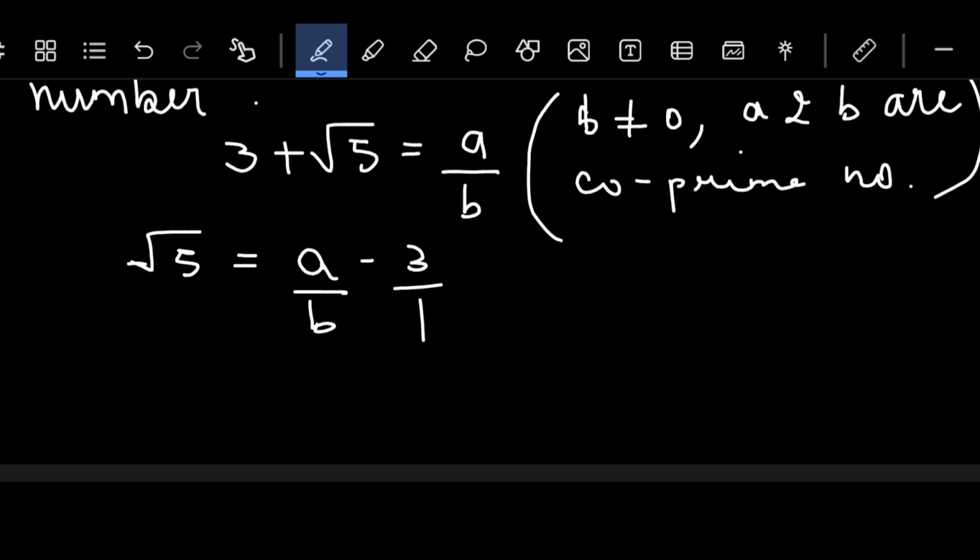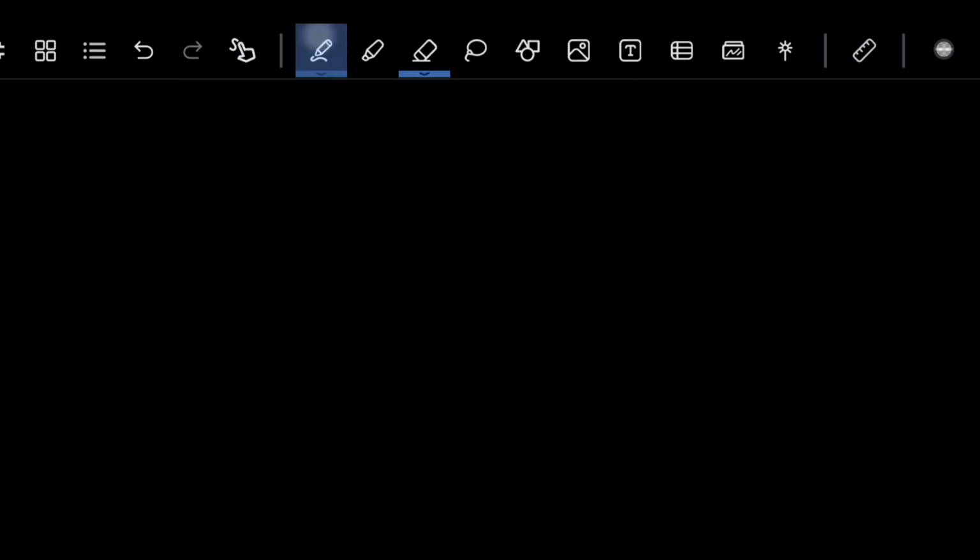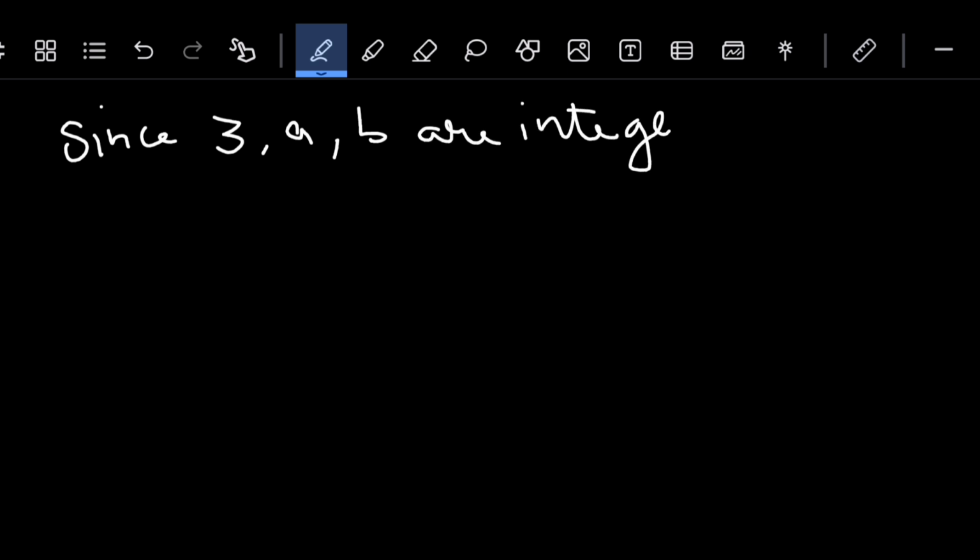Okay, the denominators are not the same, so we'll make the denominator same. Root 5 is equal to a minus 3b by b. Okay, you got it? Now you can write, since 3, a, b are integers, a minus 3b by b is a rational number.